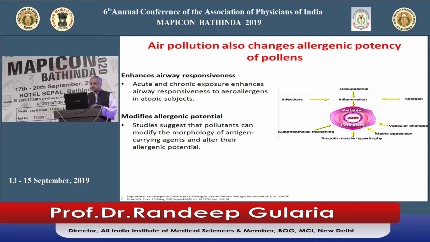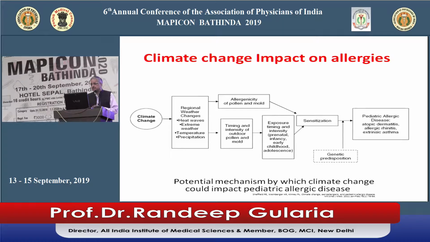There is also data now emerging which shows that there is a high association of air pollution and allergenic potency of pollens. Acute and chronic exposure enhances airway responsiveness to aeroallergens in atopic subjects, and this actually is because the pollutant can modify the morphology of antigen carrying agents and alter the antigenic potential. And also there has been a change as far as the pollen season is concerned.